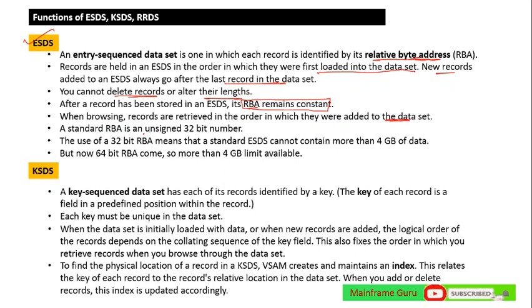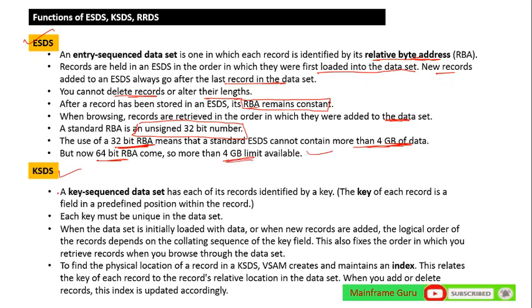A standard RBA is an unsigned 32-bit number. The use of a 32-bit RBA means that a standard ESDS cannot contain more than 4 GB of data. But now the 64-bit RBA has come, so the more than 4 GB limit is available.